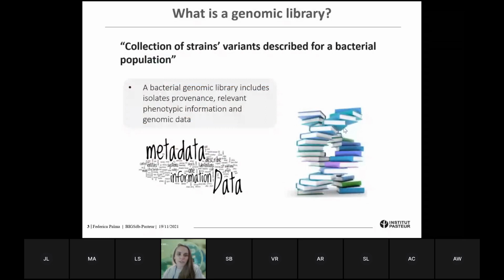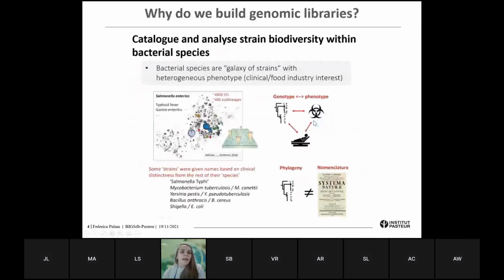It's a collection of strain variants which can be described for a specific bacterial population, for a bacterial species. Genomic libraries include data from the isolates, such as metadata, provenance data, time of isolation, country of isolation, and can also include relevant phenotypic information and, of course, genomic sequence data. And why do we build this genomic library? To catalog and analyze the huge biodiversity of strains that we have within a bacterial species.